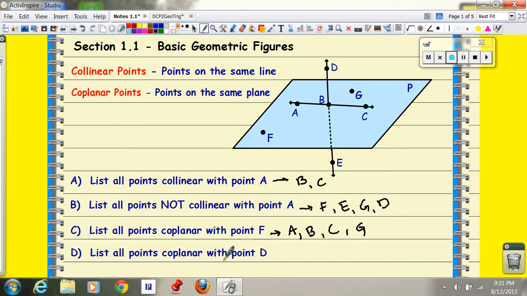List all points coplanar with point D. Point D is coplanar with anything that is on the same line with it. There is an imaginary plane that you may not see that goes down through this line right here. So point D is coplanar with point B and E. Those are coplanar because they are collinear. Anything that's collinear is also coplanar.